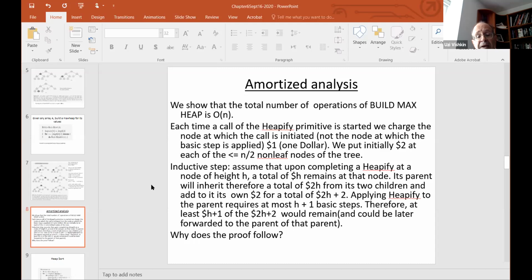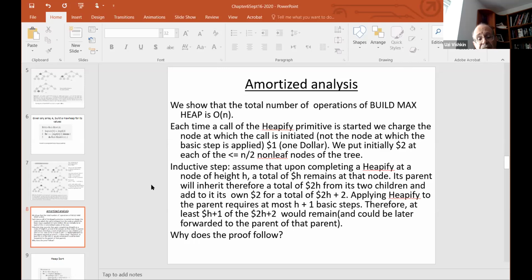Okay? And because of that, think about what will happen next. When you do heapify to this node, you go all the way to a leaf. And when you go to a leaf, how many steps do you do? You do 2h steps. So you have a total balance at the node of height h+1 of 2h plus 2.